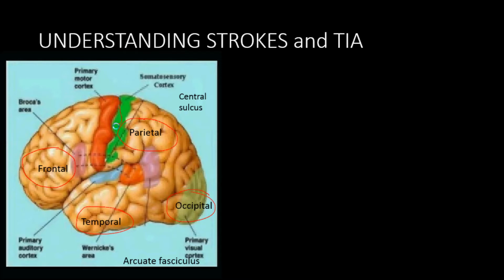We have a sulcus or a depression here, which is called the central sulcus. The area before the central sulcus is called the motor cortex, which gives rise to your corticospinal tract, which is the motor tract in our body. And the area behind the central sulcus is called the somatosensory cortex, where the sensory tracts end.